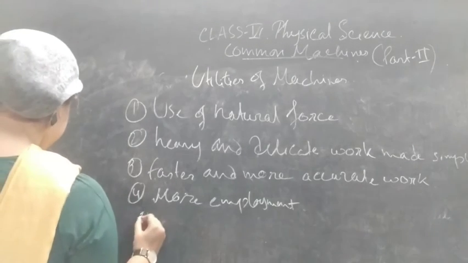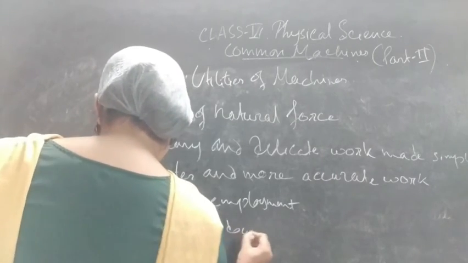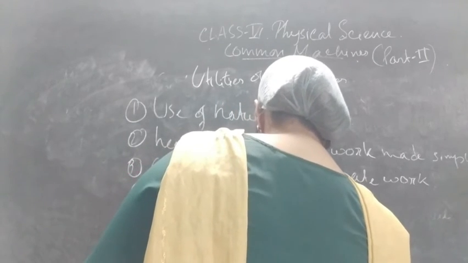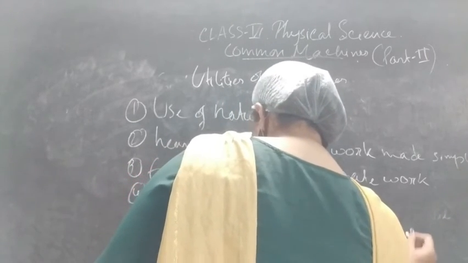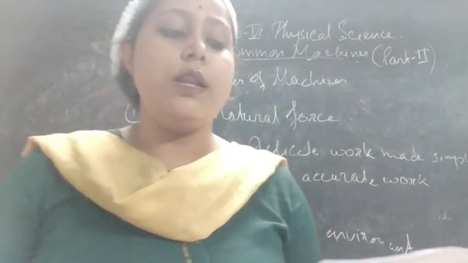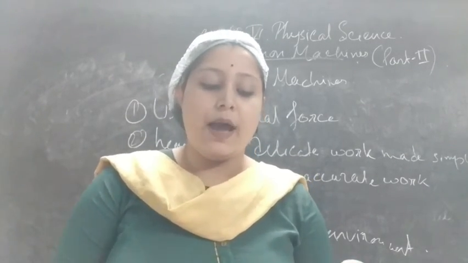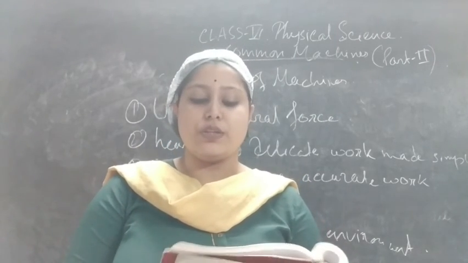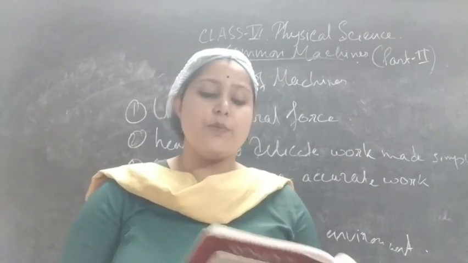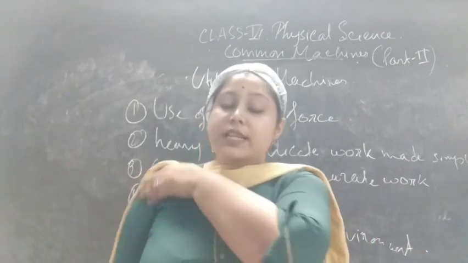The next is hazardous work environment. Human beings are relieved of all disagreeable and unpleasant jobs in hazardous environments by suitably deploying machines to do the same. Okay, so when you are using machines, these are the utilities of the machines.